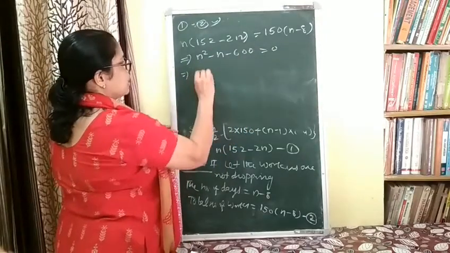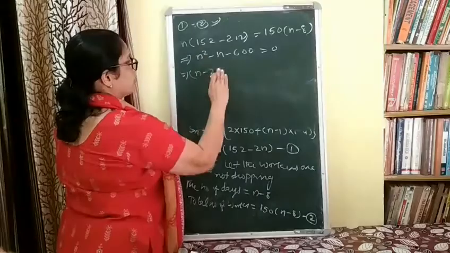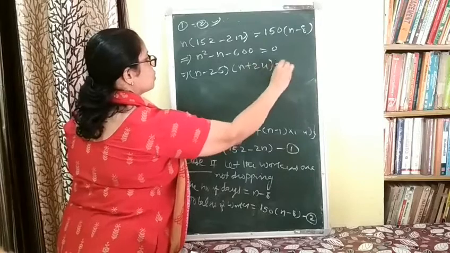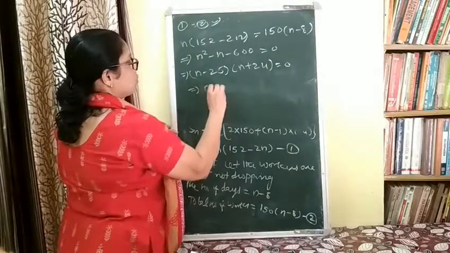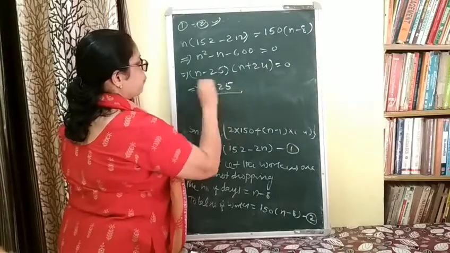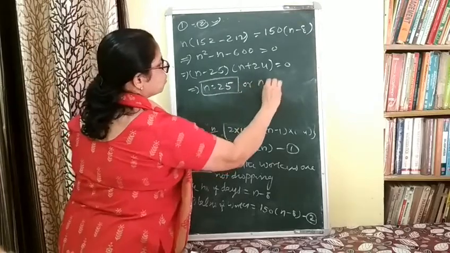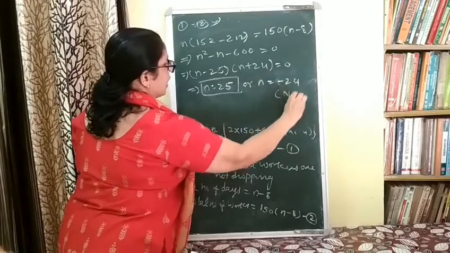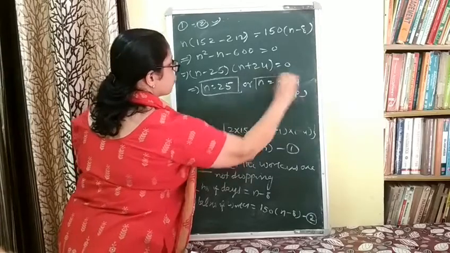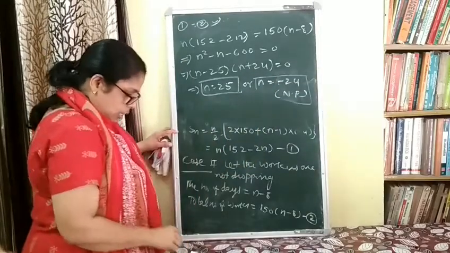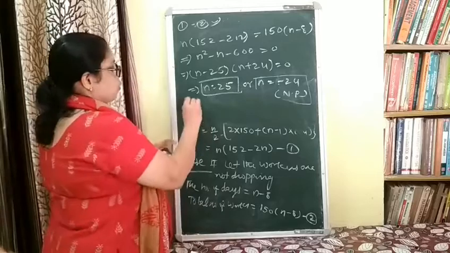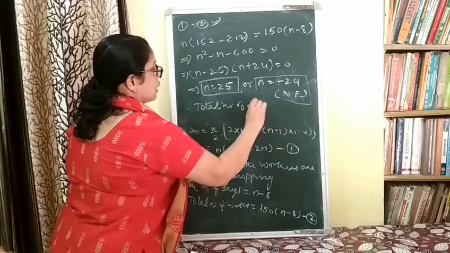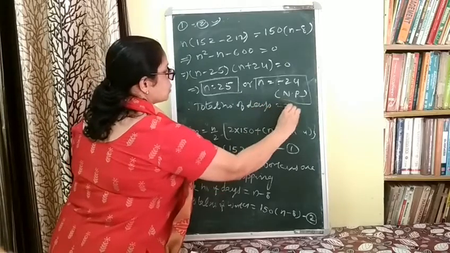That implies, by splitting the middle term, n minus 25 into n plus 24 is equal to 0, which implies n is equal to 25 or n is equal to minus 24. This is not possible because n shows the total number of days required to complete the work. Therefore, the total number of days required to finish the work is 25.